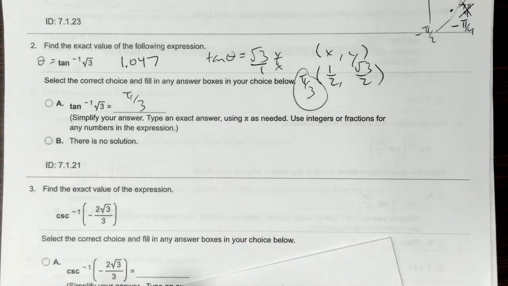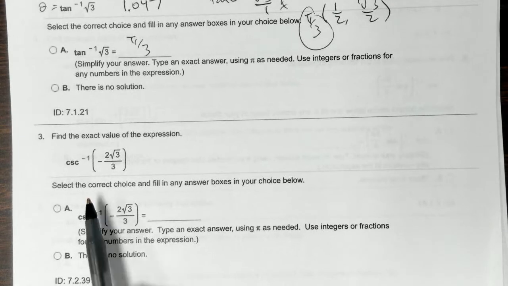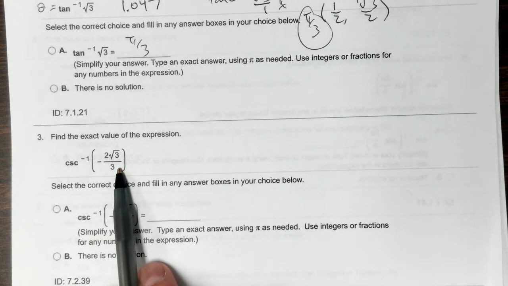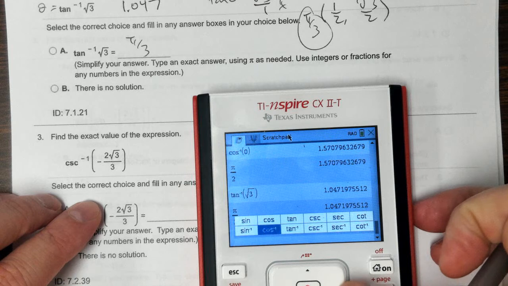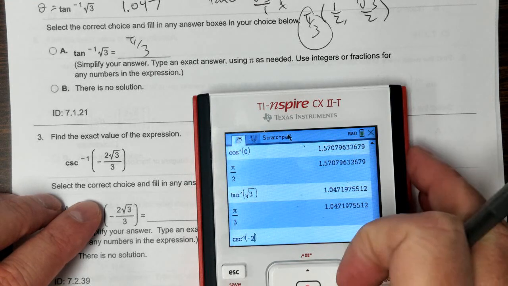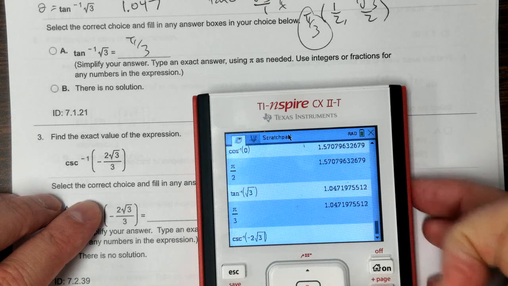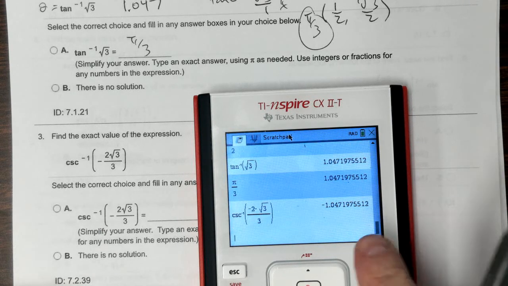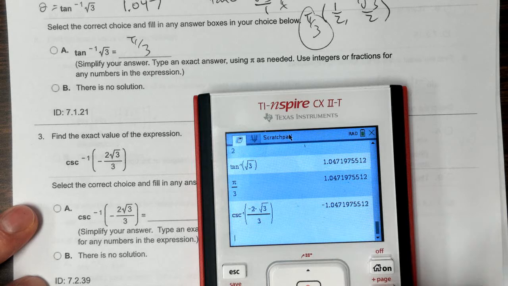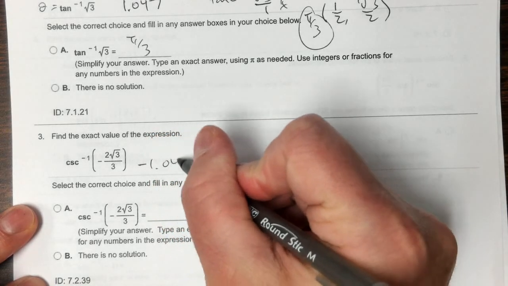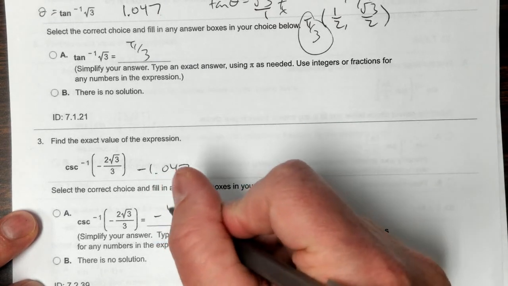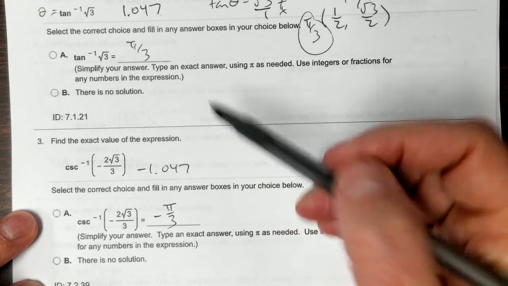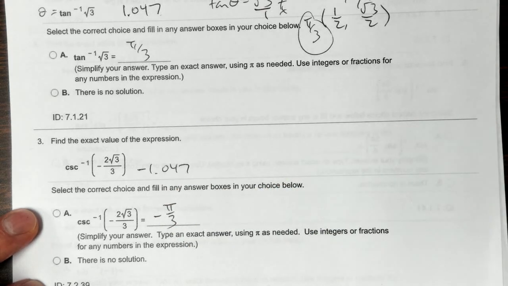Okay. So then the next one says cosecant inverse of negative 2 square root of 3 over 3. And we got negative 1.047. And so if you want to, just think, well, if this was positive, then this is going to be negative. That's the easy way to do it, but that's kind of a coincidence. So I'm going to work it out.